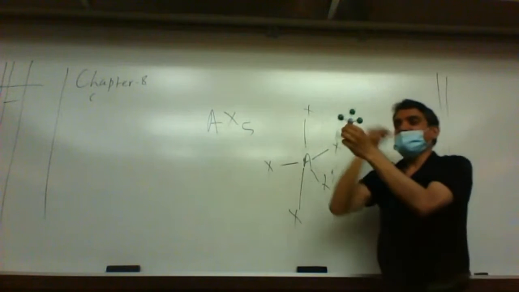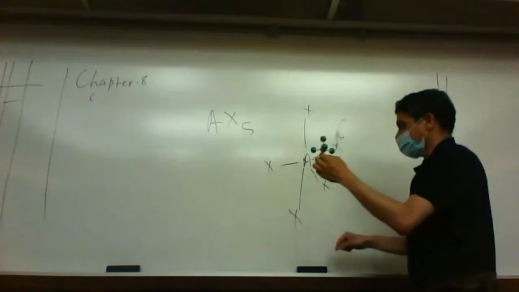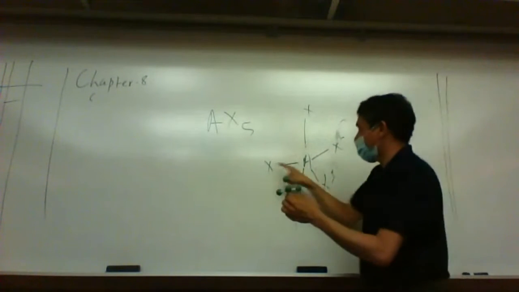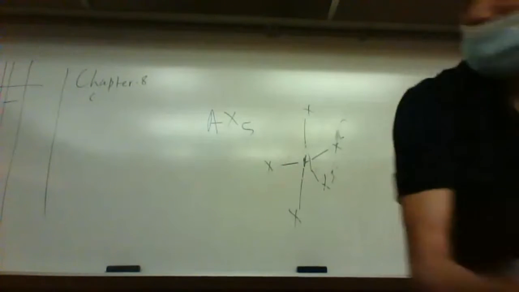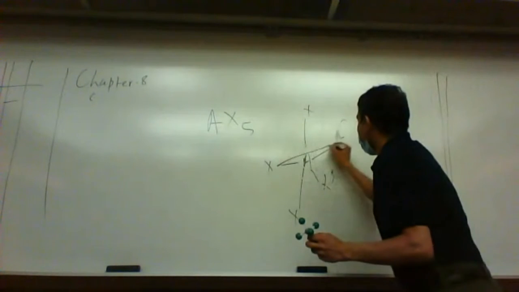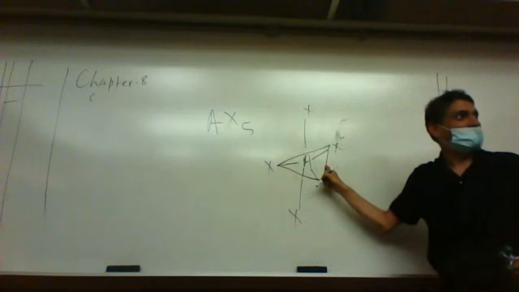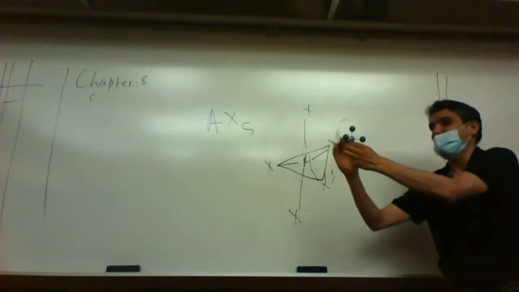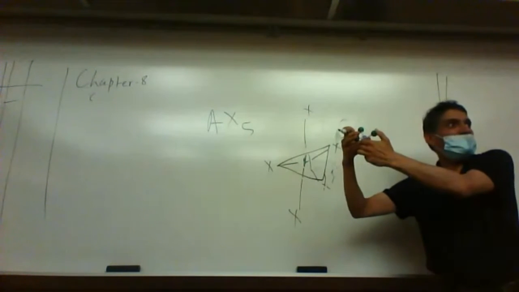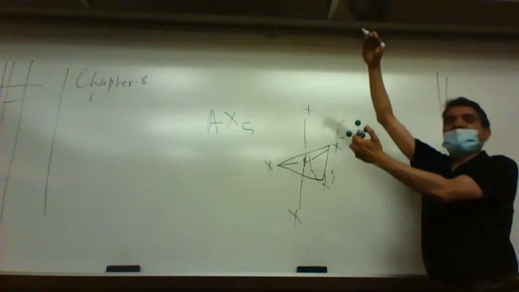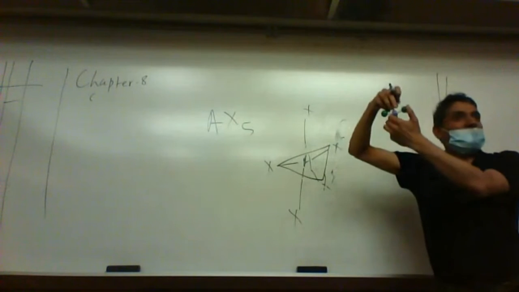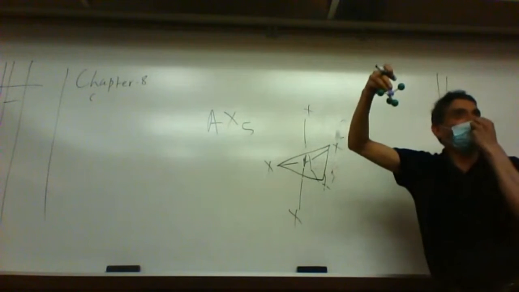Make sense? So this is a triangle here. These three are making this triangle. Make sense? This one and this one are making a triangle. And this going up is called a pyramid, and the one going down is also called a pyramid.